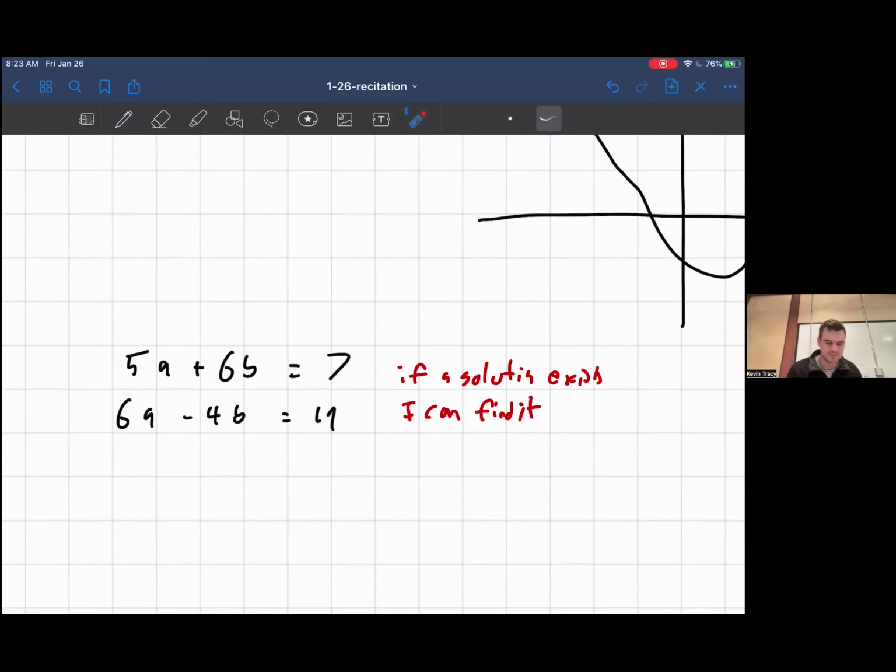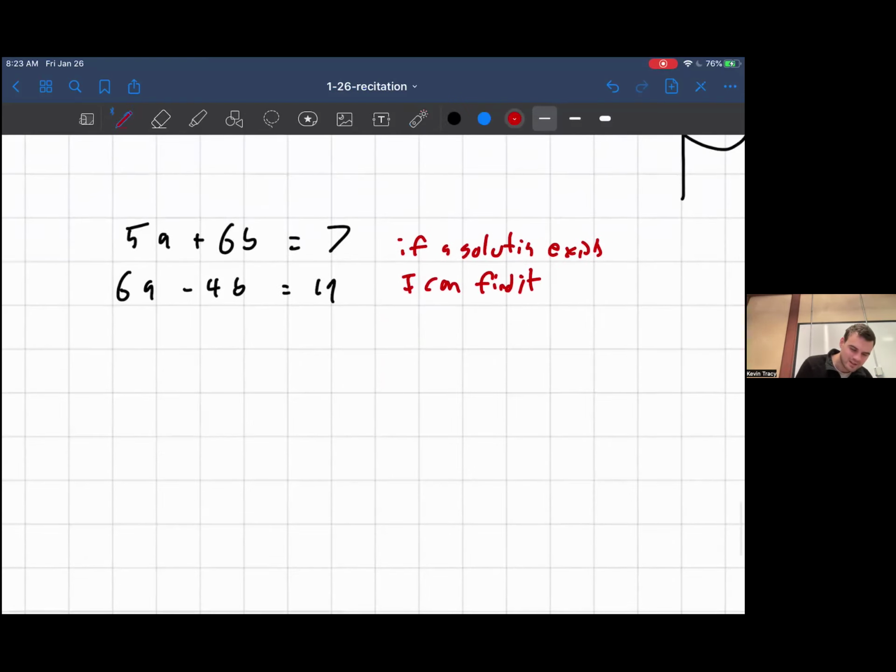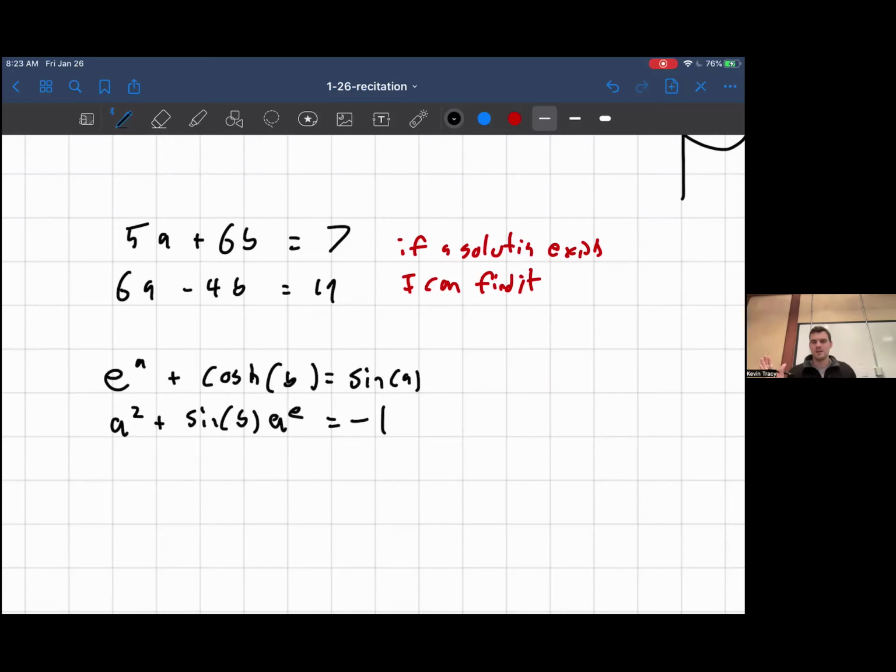Now let's look at a different example. Say I have e to the a plus b equals sine of a, and then a squared plus sine b times a to the e equals -1. If I give you some random nonlinear equation, you can't guarantee that you can solve it. If a solution exists, there's no promise that you can just turn the crank until you find it.